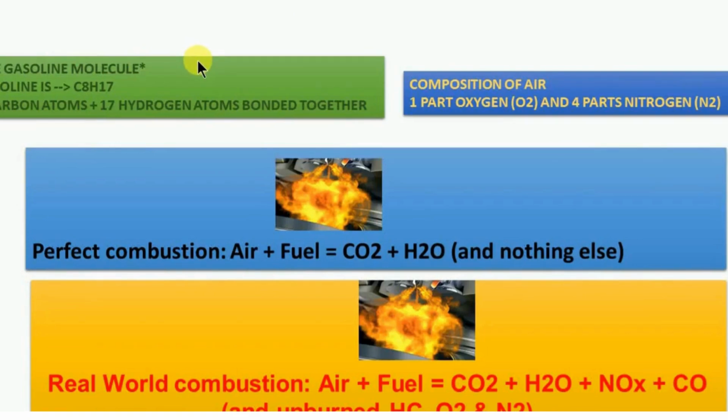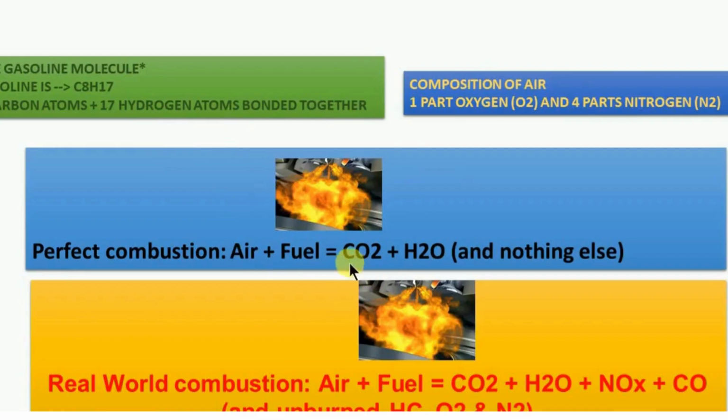First, let's see how these toxic gases are formed. In our petrol engine, normally let's take a molecule of our petrol as an example. That one molecule is made up of 8 carbon atoms and 17 hydrogen atoms. That's a typical petrol molecule. If you look at our air, it contains 1 part oxygen and 8 parts nitrogen.